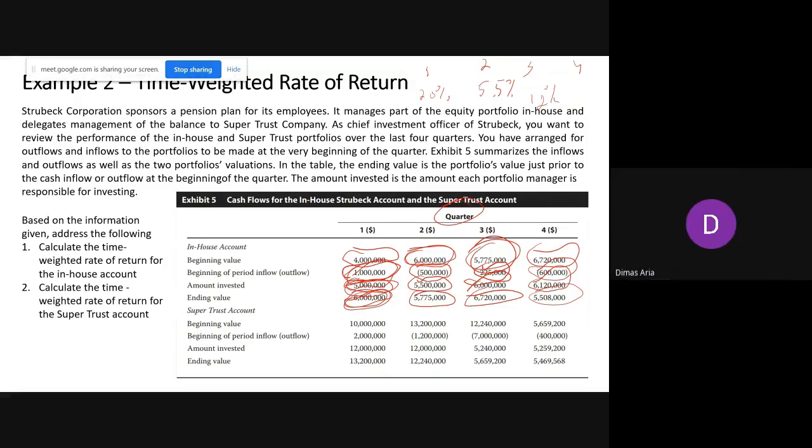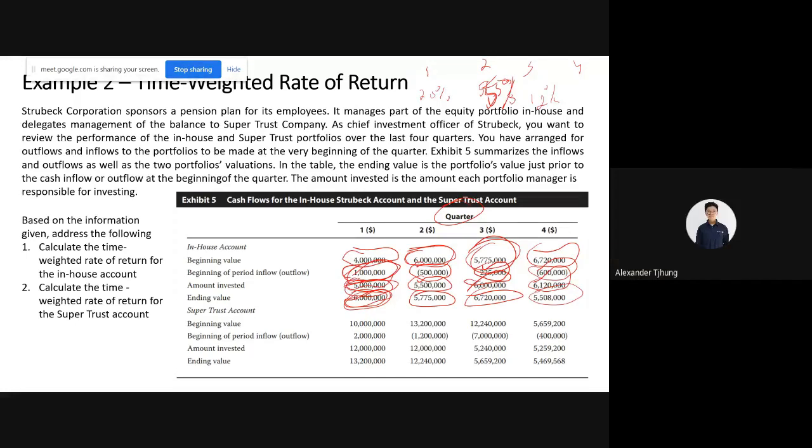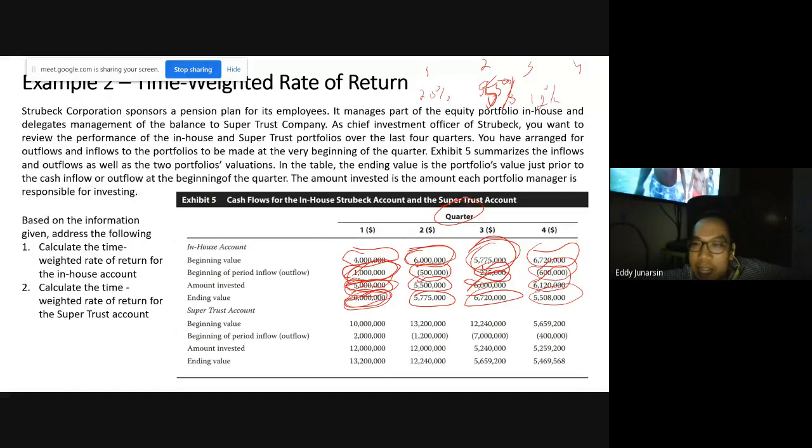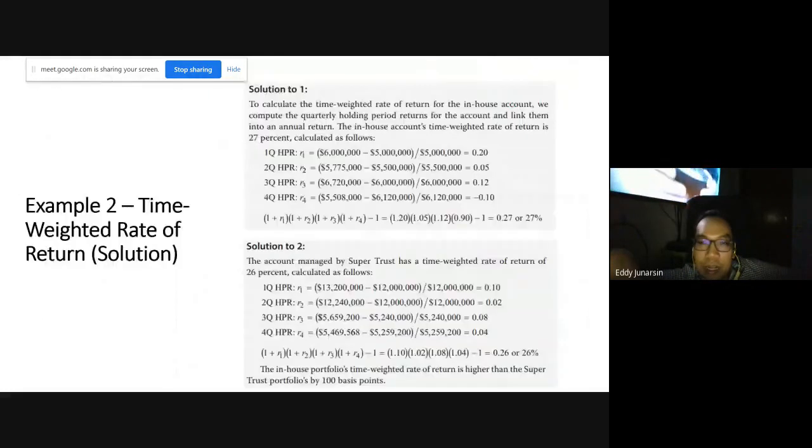How much is it? Sorry, sir. For number 2 it is 5%, not 5.5. I was mistaken. Okay, it's okay. Yeah. So you know the method. So year 4, how much is it? Plus 10%, sir? Say it again. Minus 10%. Okay, so you got all the information.